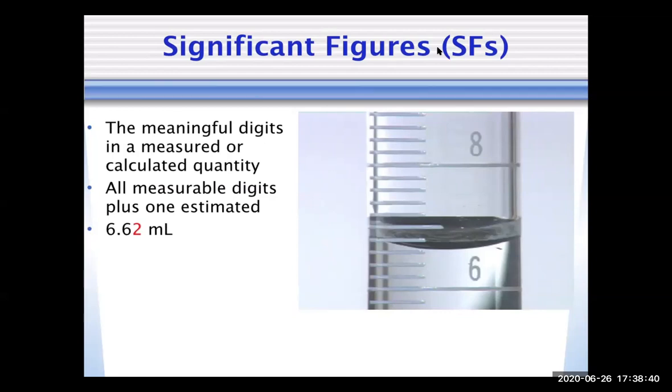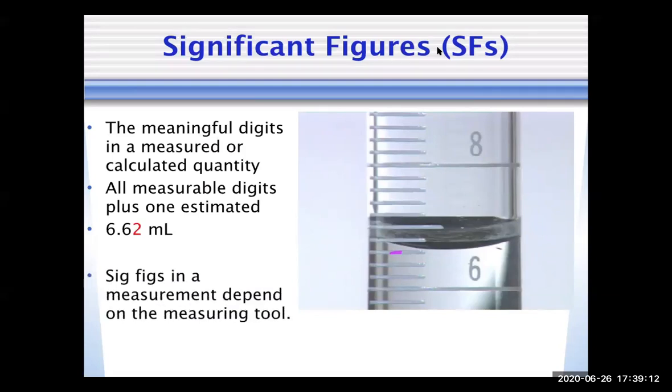Okay, that was interesting. Since I can see that on this last graduation, I know 6.6 for sure. Those are my measurable digits. Then I'm going to estimate one more, and I can see it's a little bit above that line, so I'm going to estimate a 2. Now, if you estimate 6.63, that's fine, or 6.61, that's okay too, because that last digit is estimated by you.